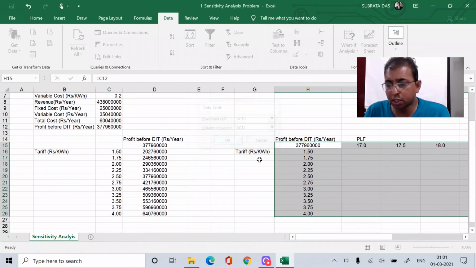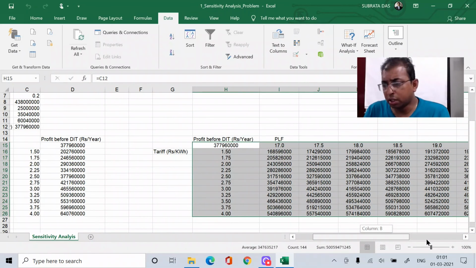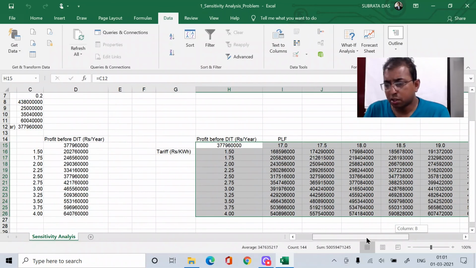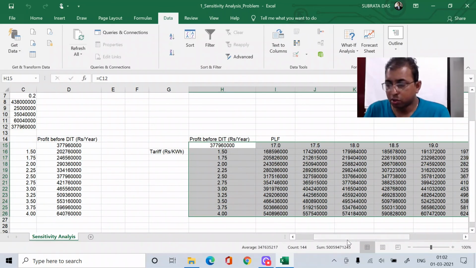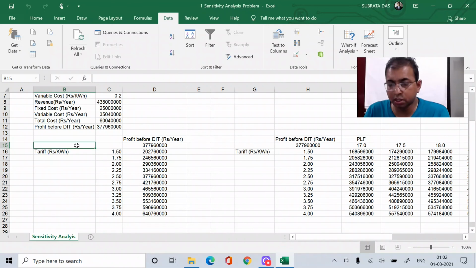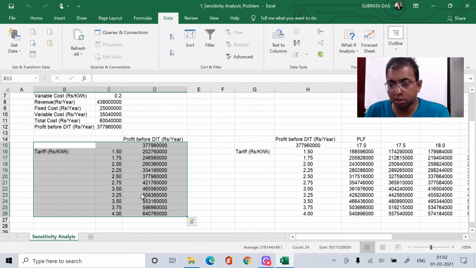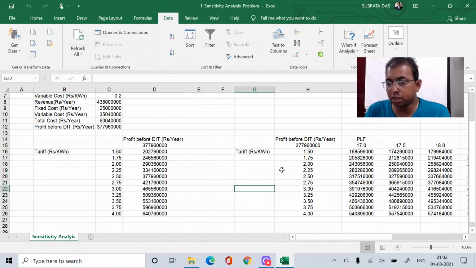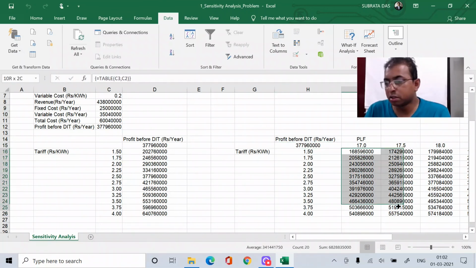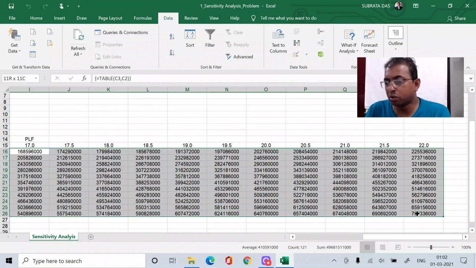Now if I press OK, I will get profit for each of these tariffs and PLFs. So in this sensitivity analysis, in the first part we used the data table function to calculate how profitability changes if tariff changes. In a similar way, using the same function, we calculated how profitability varies if both tariff and PLF change. All that data we have got in this table.